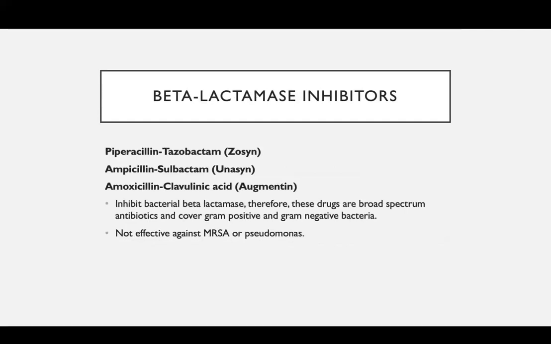Next, we're going to talk about beta-lactamase inhibitors. So we have Zosyn, Unasyn, and Augmentin. Zosyn is piperacillin combined with a beta-lactamase inhibitor, tazobactam. Unasyn is ampicillin combined with sulbactam. And Augmentin is amoxicillin combined with clavulanic acid, which is the beta-lactamase inhibitor. So these are going to inhibit bacterial beta-lactamase. Therefore, these are broad spectrum antibiotics. They're going to cover gram-positive bacteria and also gram-negative bacteria. However, for these three, Zosyn, Unasyn, and Augmentin, they are not effective against MRSA or Pseudomonas.